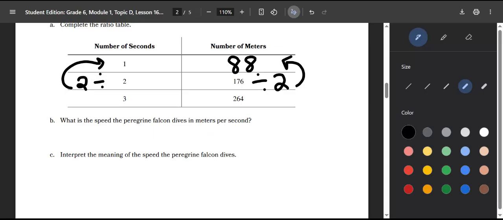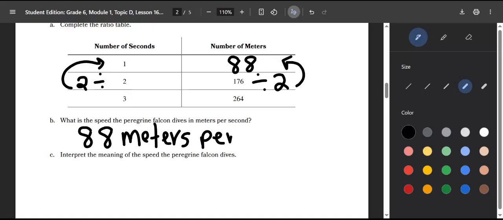The speed the peregrine falcon dives is 88 meters per, that means for every 1 second. That's a C right there, sorry. Once again, my mind's going faster than my hand. 88 meters per second. Wow, that's really fast.